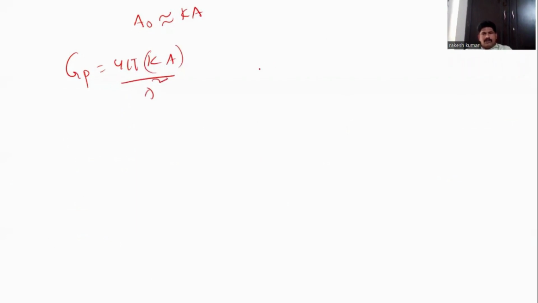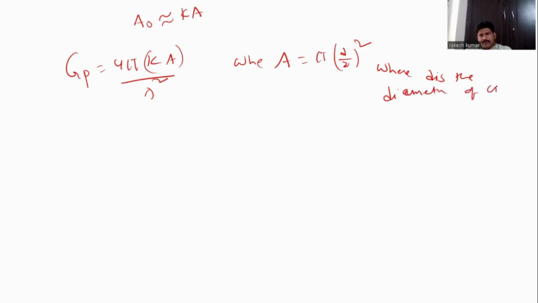Where what is this A? A is the area of the circular aperture, so it is pi r square, or I can write it as pi into D by 2 whole square, where D is the diameter of the circular aperture of the parabolic reflector.